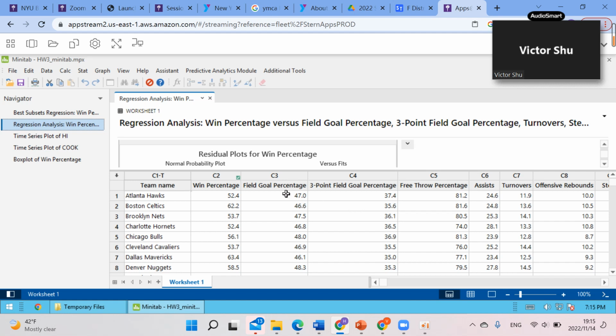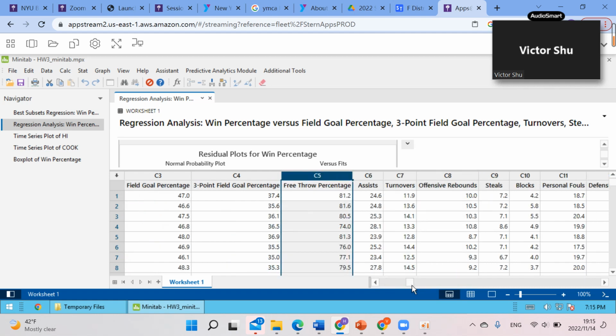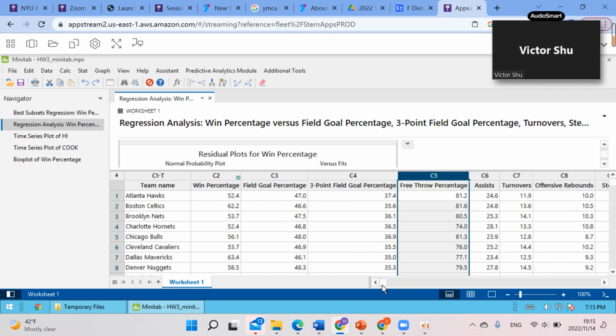instead of the field goal percentage, the C3 column, which I used last time, I add some more potential predictors, including 3-point field goal percentage, the free throw percentage, assist, turnovers, offensive rebounds, defensive rebounds, and something more. Those are my potential predictors because intuitively I think those statistics might be helpful for predicting the win percentage of a team.